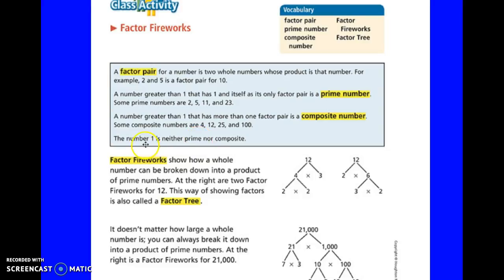The number 1 is neither prime nor composite. So 1 is just the number. It's not a prime number or a composite number. Other than that, every other number is either prime or composite.